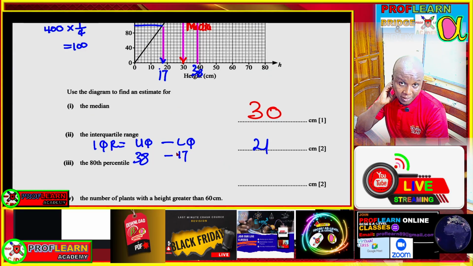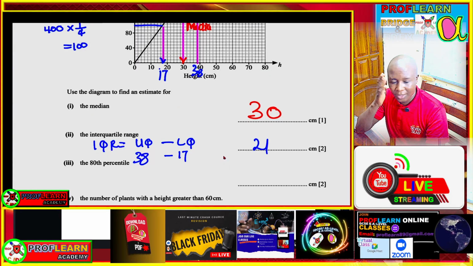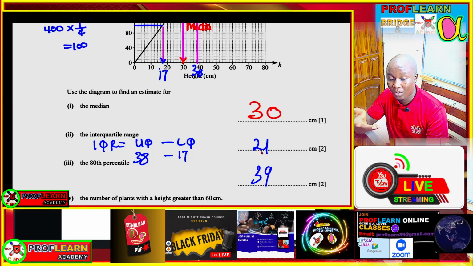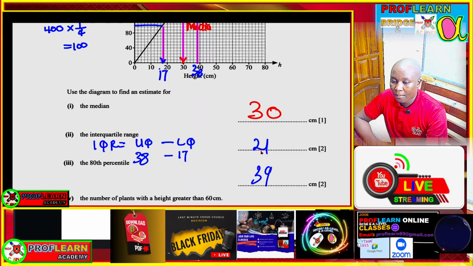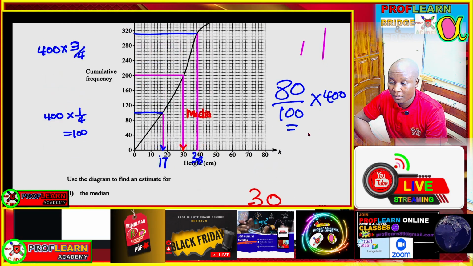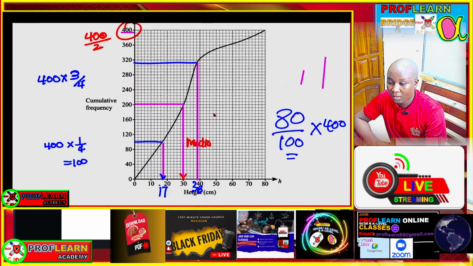And for you to find the percentile, you take 80% of the data, and then you go and read the same way, and you are going to get your answer, which is around 39. Yeah, so moving to the next question here, we have said you'll work out that.